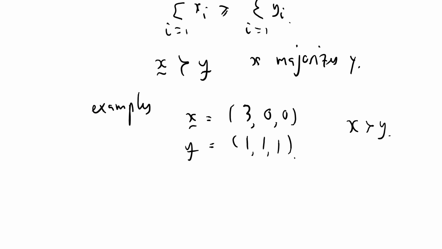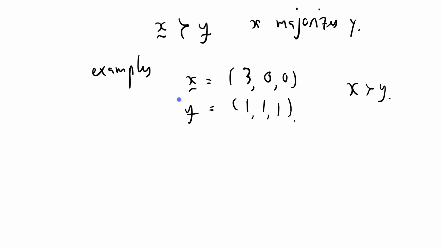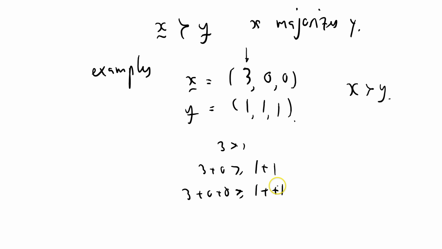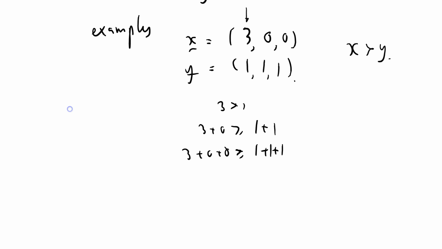Well, because the sum of x equals 3 and the sum of y equals 3, so the sum of the whole sequence matches, but also the partial sums are in the right order. So 3 is greater than 1. The next one is 3 plus 0, which is 3, against 2. 3 plus 0 is greater than or equal to 1 plus 1. And of course, 3 plus 0 plus 0 is greater than or equal to 1 plus 1 plus 1. So that's a nice little example.